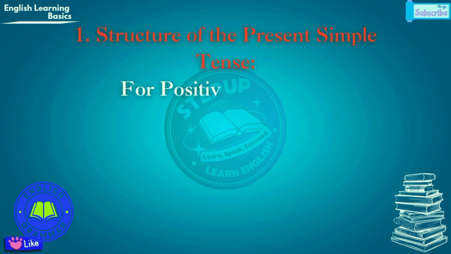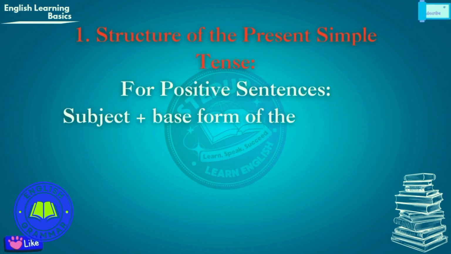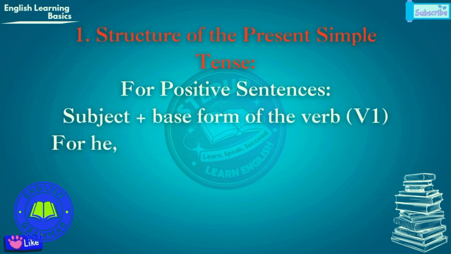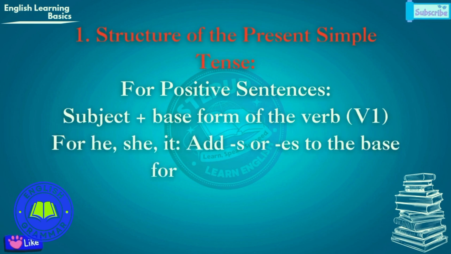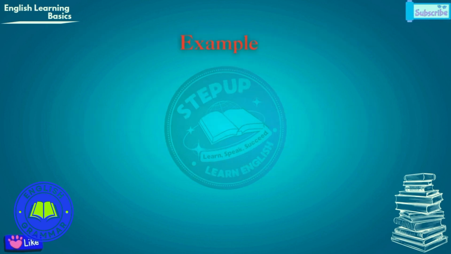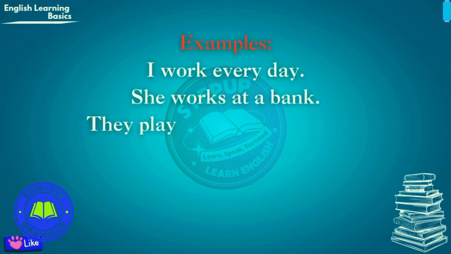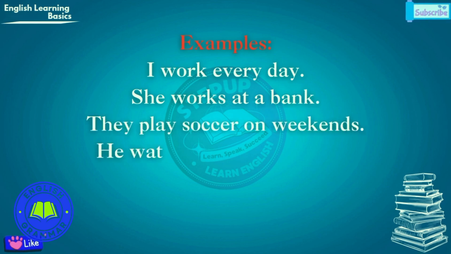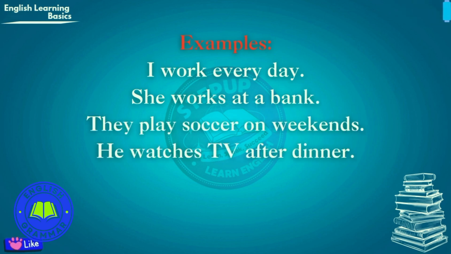For positive sentences: subject plus base form of the verb, V1. For he, she, it, add s or es to the base form of the verb. Examples: I work every day. She works at a bank. They play soccer on weekends. He watches TV after dinner.